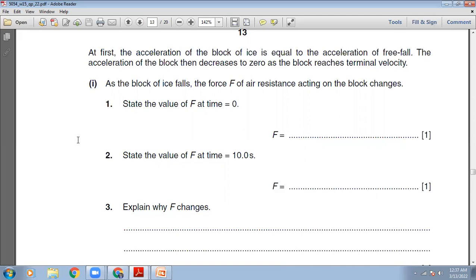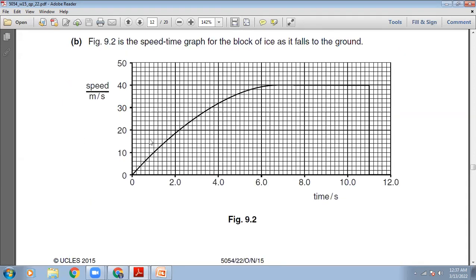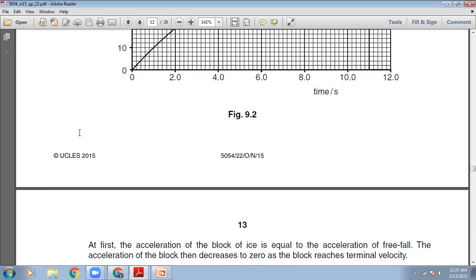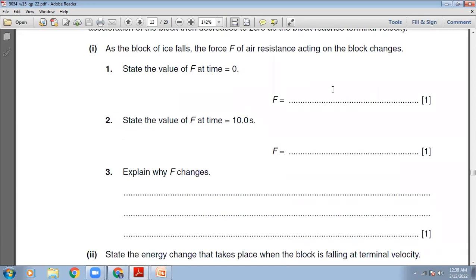As the block of ice falls, the force F of air resistance acting on the block changes. State the value of F at time equals 0. So you see, when the time is 0, the speed of the block of ice falling downward is 0. Because it's not moving, its speed is 0, so the air resistance F will also be 0. The air resistance depends upon the speed of the body. If the speed is 0, the air resistance will also be 0. So I will put here 0 Newton.